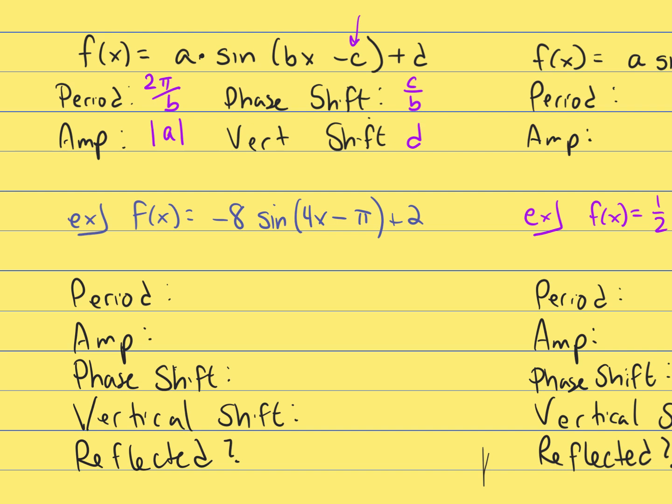So the period is simply going to be 2 pi divided by 4, this 4 right here. 2 pi over 4 is pi over 2. The amplitude is the absolute value of the number in front, so it's the absolute value of negative 8, which is simply 8. The phase shift is going to be pi over 4. And again, it's a minus, so it's going to go right. So it's this pi divided by the b, which is 4. The vertical shift is 2. It would be up 2, added 2, because that's what's added at the end.